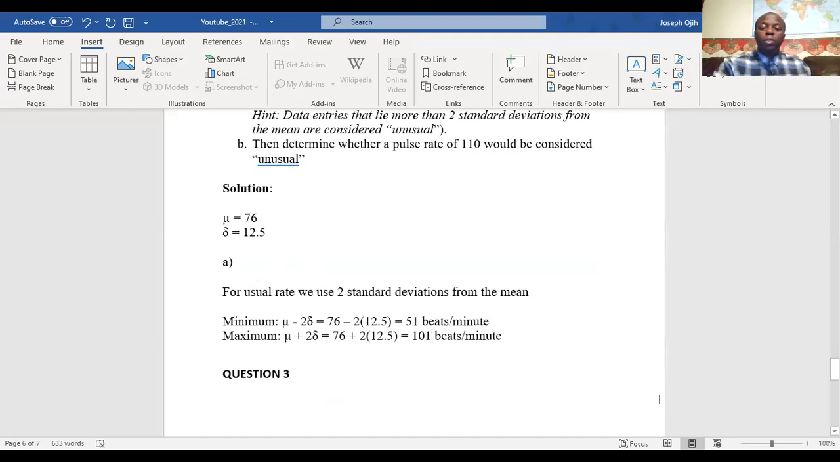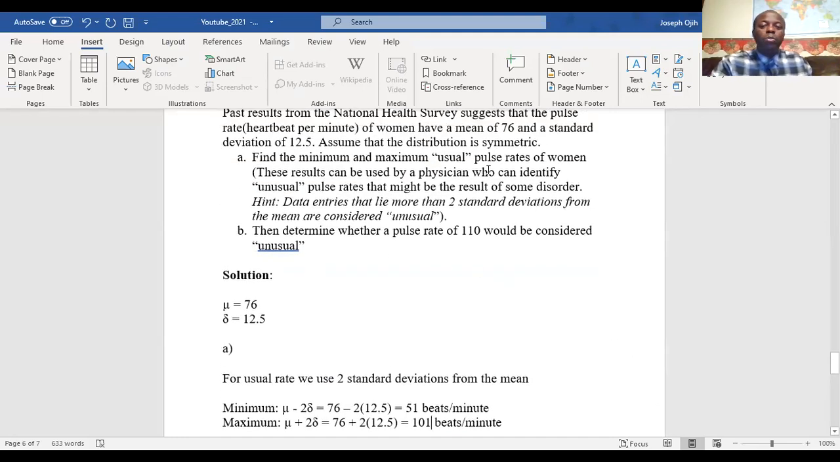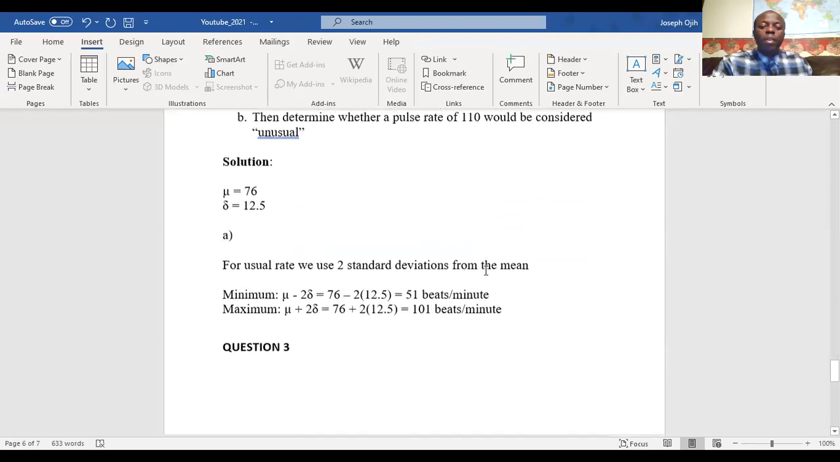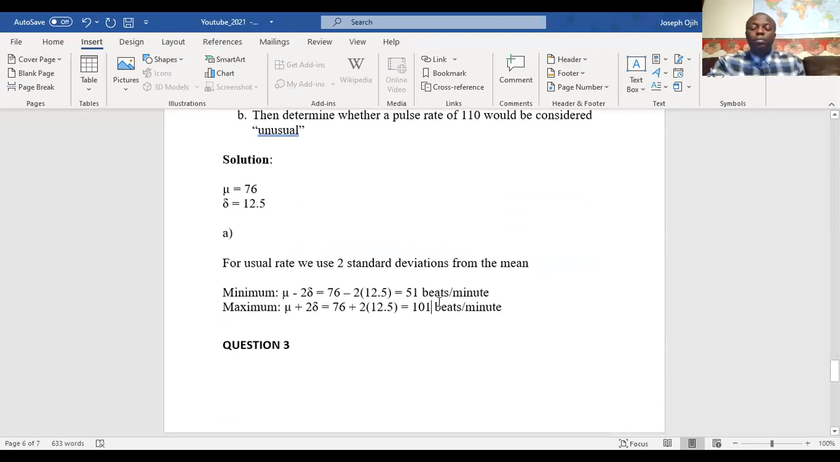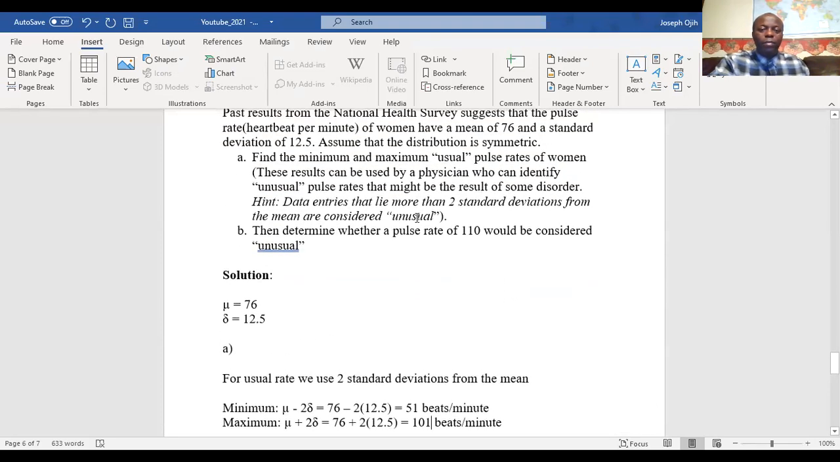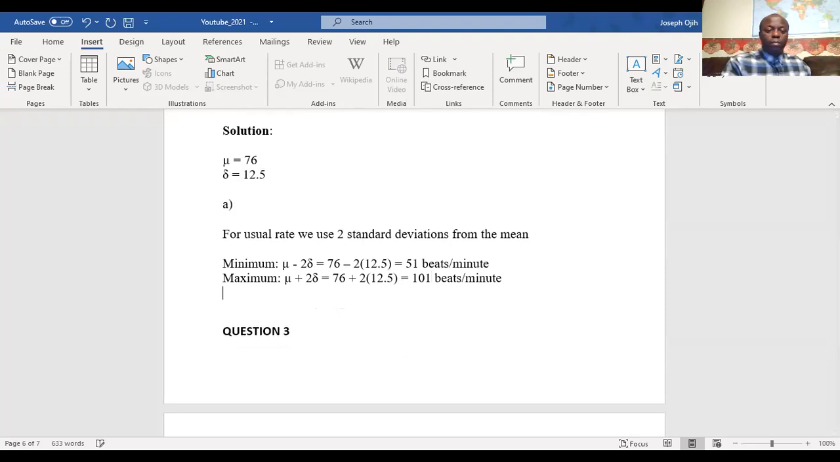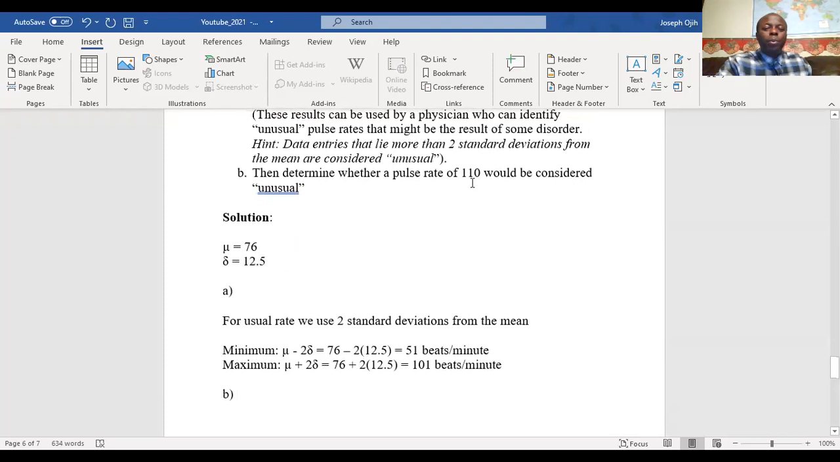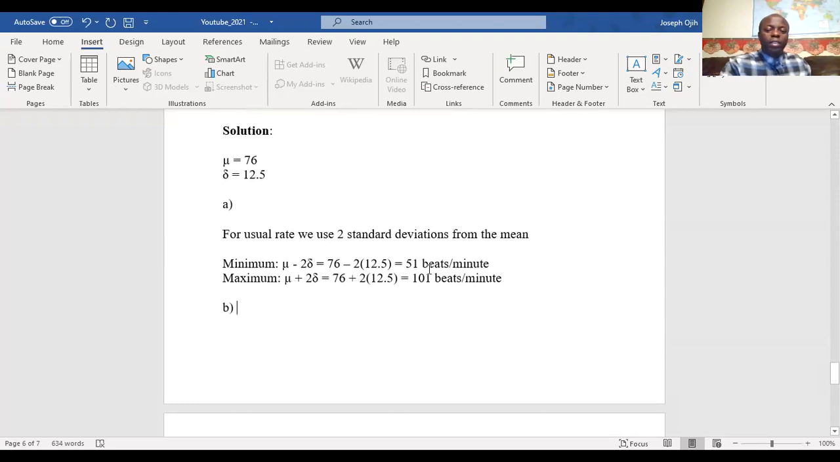So it said find the maximum usual pulse rate for women. Based on this data set, any woman that has a pulse of 51 to 101 beats per minute is considered normal or usual. So we have answered part A. Part B says determine whether a pulse rate of 110 beats per minute would be considered unusual. The usual rate is 51 to 101, so 110 is bigger, outside the range, so it is unusual.